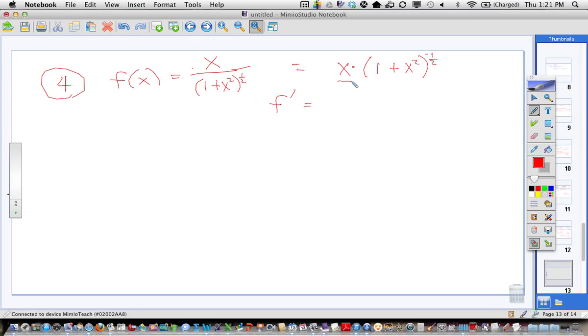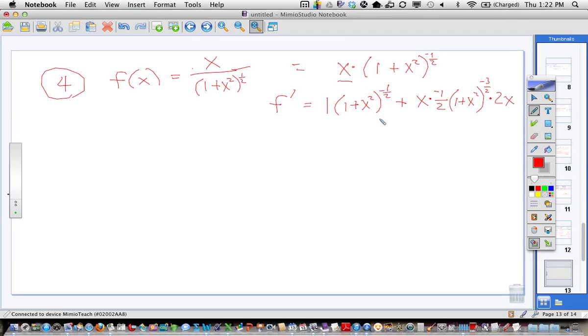So product says derivative of the first times 1 plus x squared to the negative 1/2 left alone plus x left alone, and then here we would bring down the negative 1/2. We would have 1 plus x squared to the negative 3/2 times the derivative of its inside, 2x. And it's not all over, right, because it's just product rule, right? So there's nothing underneath because we did product rule.